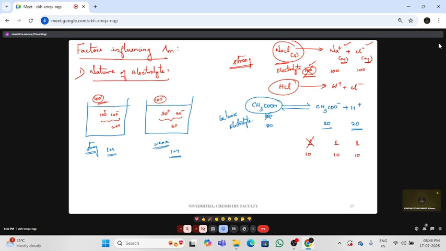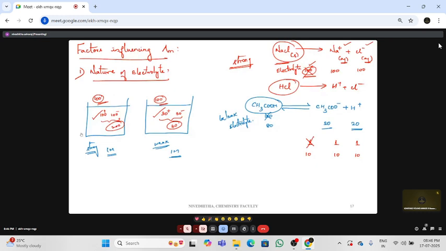So though the concentration of the solutions was the same, the ions produced were completely different, right? And only these ions are responsible for the conductivity, right? So though the concentrations are the same, the ions produced were different. Now tell me, among strong and weak electrolytic solution, which will have the higher molar conductivity?